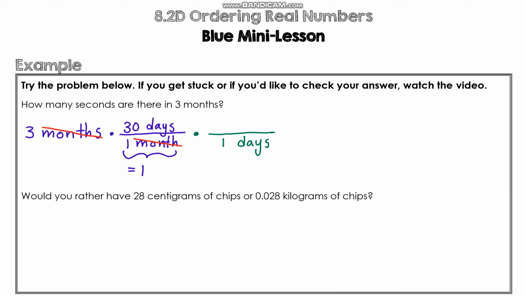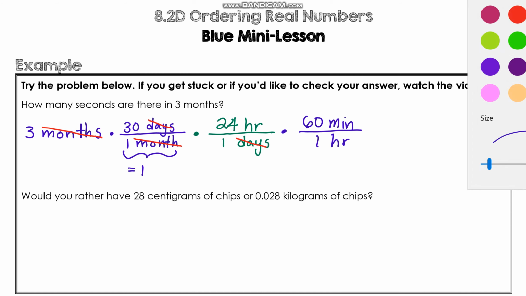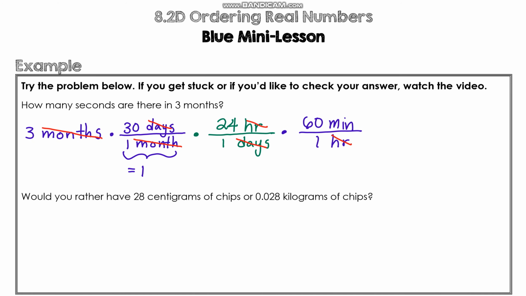And then what can I compare it with? How about hours? How many hours are in a day? 24. Alright, now I can cancel days. Okay, what's next? So I want to cancel hours, so I'm going to put hours on the bottom. And let's compare it with minutes. There's 60 minutes in an hour. Almost there. And finally, to cancel minutes, we can compare minutes with seconds. And there's 60 seconds in a minute.